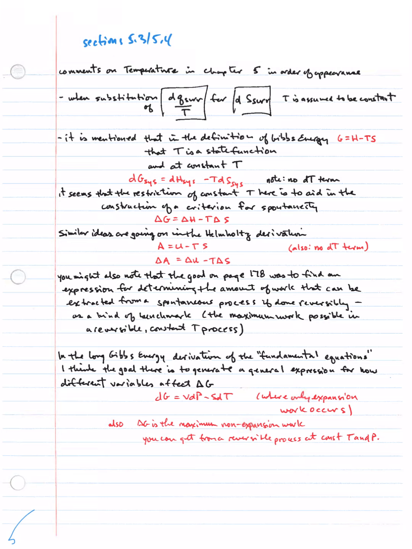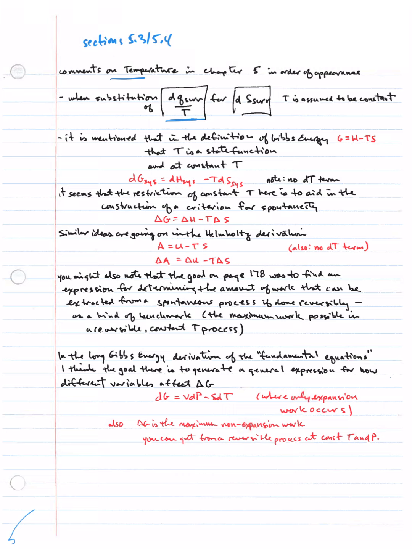So what I wrote here is: comments on temperature in Chapter 5, in order of appearance. And I hope this clarifies something for you. I think it clarified something for me. So when there's a substitution in what I call the time squared slide, the definition of changes in entropy, when you substitute in dq over temperature, T is assumed to be constant.